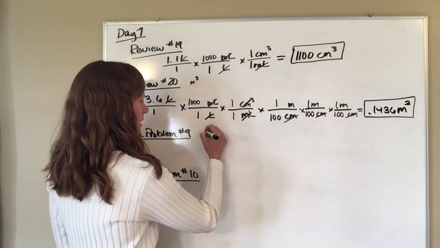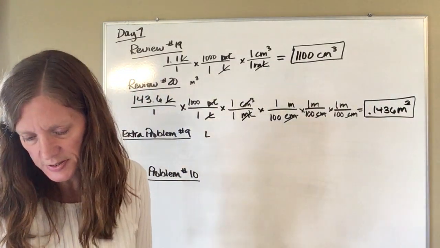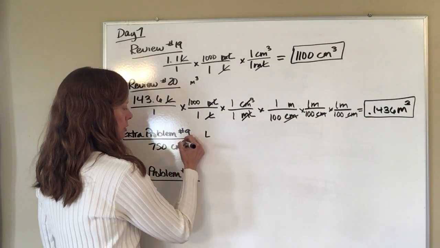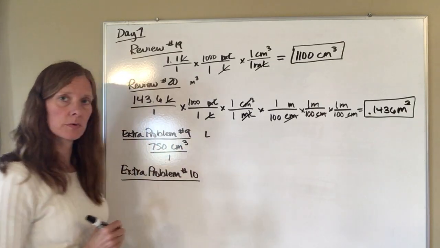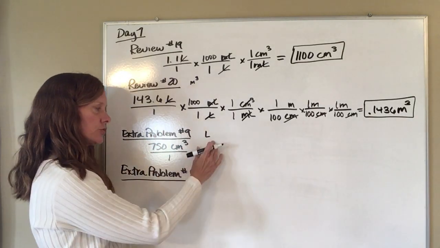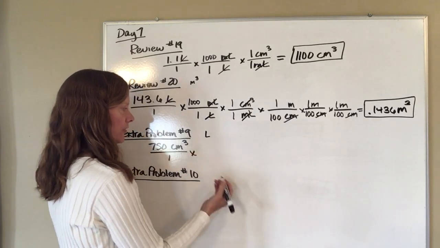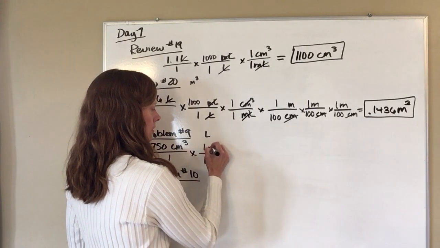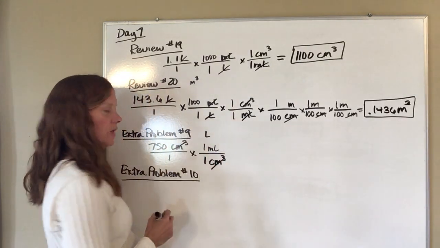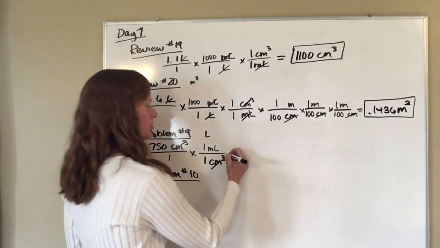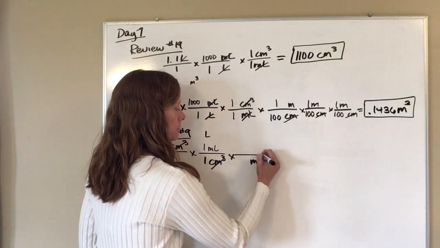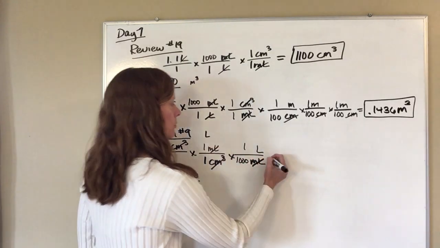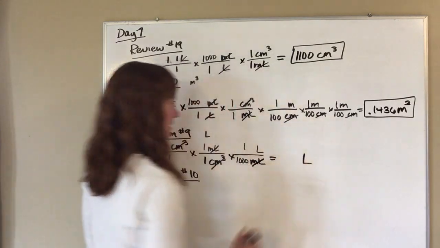So again, I'm going to stick an L up here so I remember where I'm trying to go with this. I start out with 750 cubic centimeters. I put that over 1. To get to my volume measurement, I need to go from cubic centimeters to milliliters. And I know that in 1 cubic centimeter, I have 1 milliliter. So that will cancel out. I'm trying to get to liters, so I've got to put milliliters on the bottom, liters on the top. For every 1 liter, there are 1,000 milliliters, so now that will cancel out. So I have a final answer in liters.